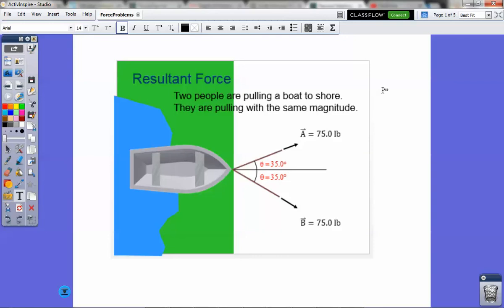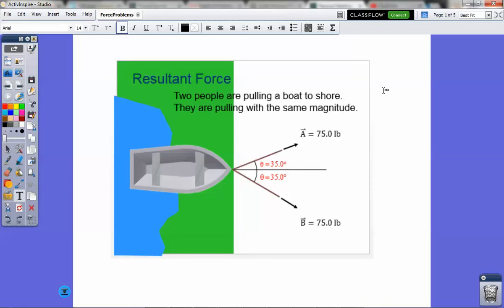Now here's a question for you. Do you think it's 150 pounds? What do you think? It's something to think about. By pulling on an angle like this, do you think that they're going to be pulling with a net force of less than 150 or more than 150? It'll be less than. Good.